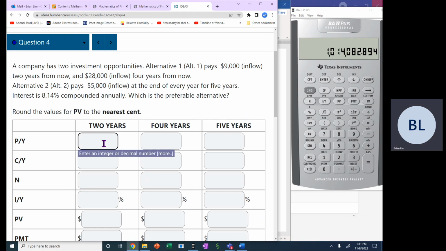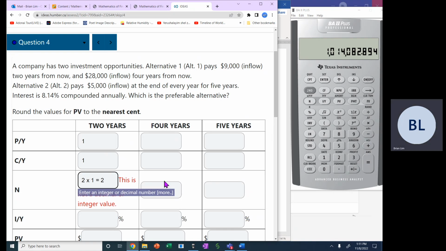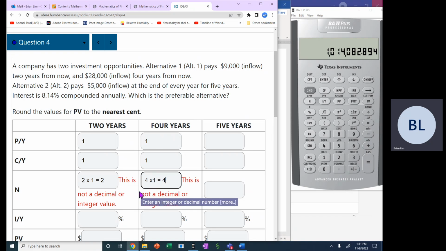So compound interest, PY and CY have the same values. Both PY and CY will be 1. Now, this one is for 2 years, so this would be 2 times 1, and that would give us 2. This one over here, they're both the same. This would still be 1, and this will still be 1, the payment and the compounding. This one is 4 years, so this is 4 times 1, and that would be 4. So now you know how these numbers are coming about.